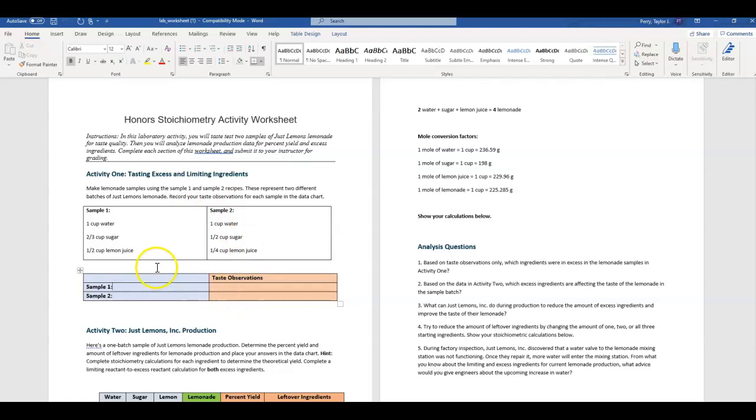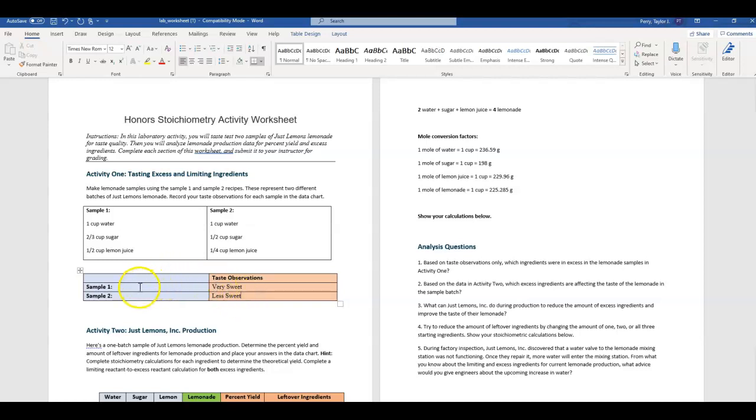Let's think about this. Look at these values here. Which one do you think is going to be sweeter? The one with 2/3 sugar and a half a cup of lemon juice, or the one that only has 1/2 sugar and 1/4 lemon juice? It's going to be sample 1, right? Sample 1 is going to be very sweet, and this one will be less sweet comparatively.